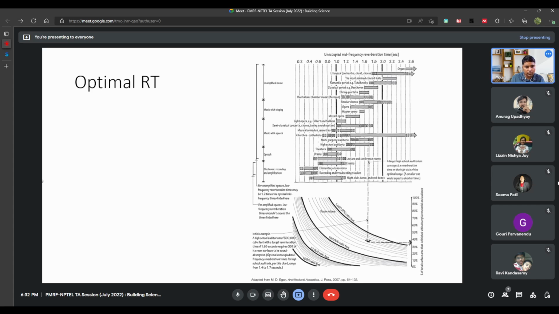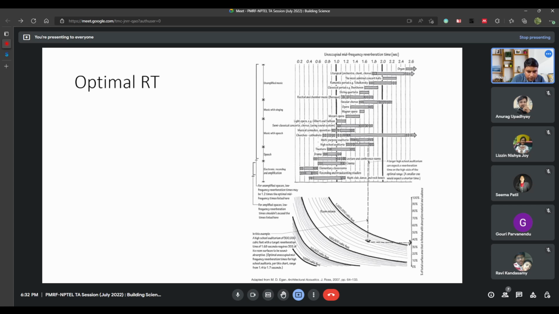Further moving on, this chart gives an overview of the optimal reverberation time for each purpose. For example, I hope you can see my pointer, if you have spaces like a drama theater or high school auditorium, let's consider the high school auditorium. The recommended reverberation time lies in the range between 1.2 and 1.8.